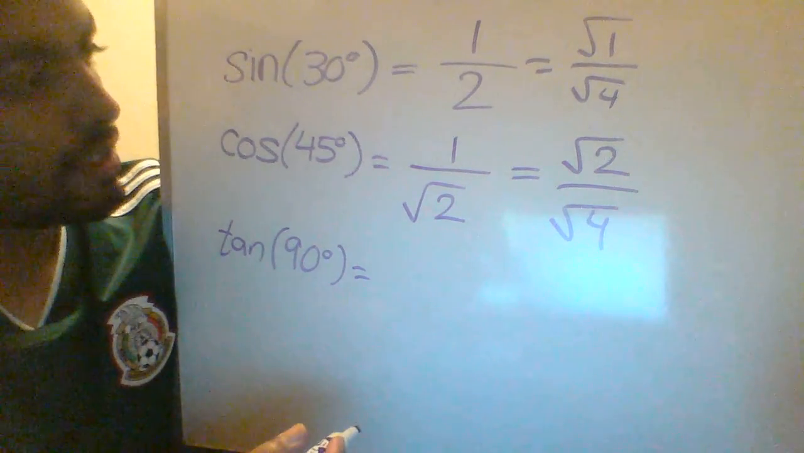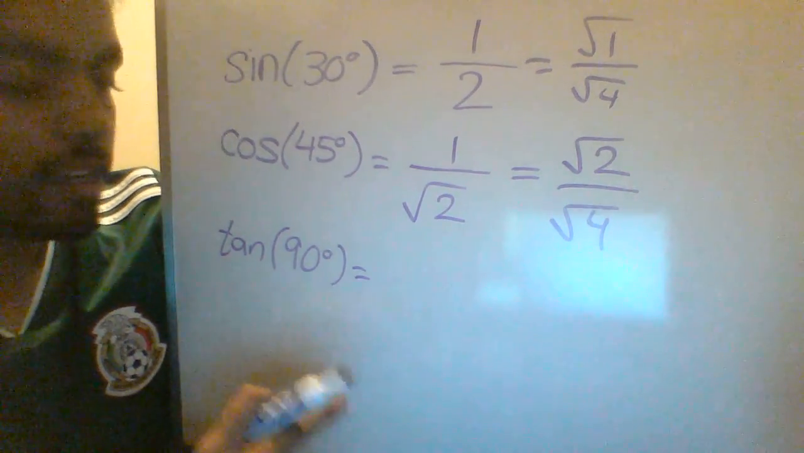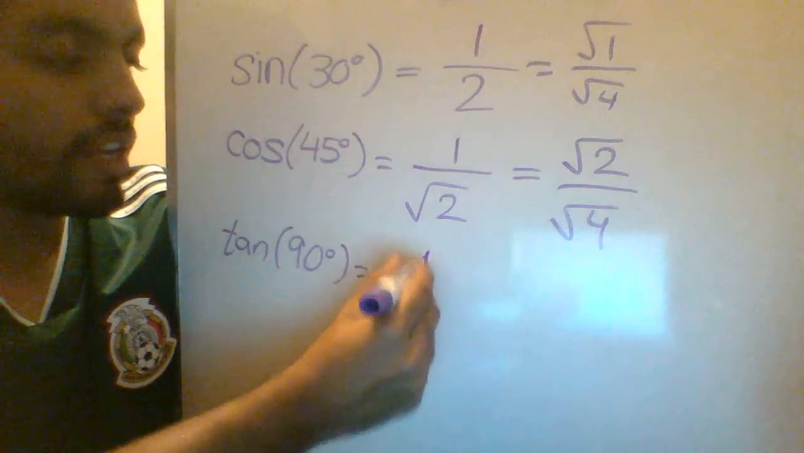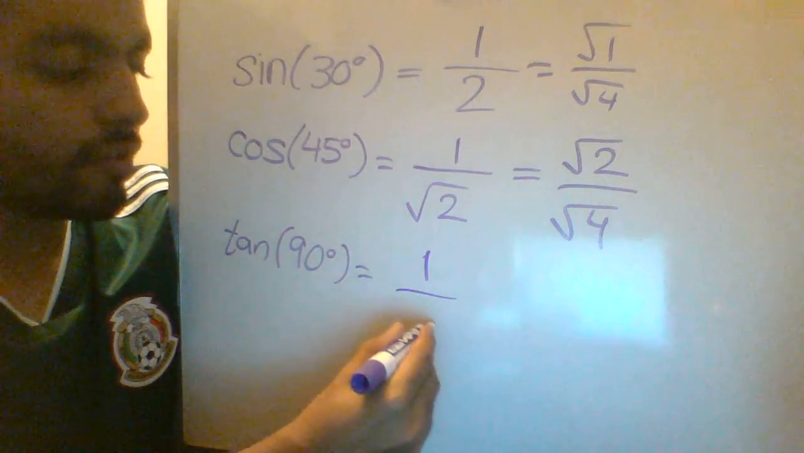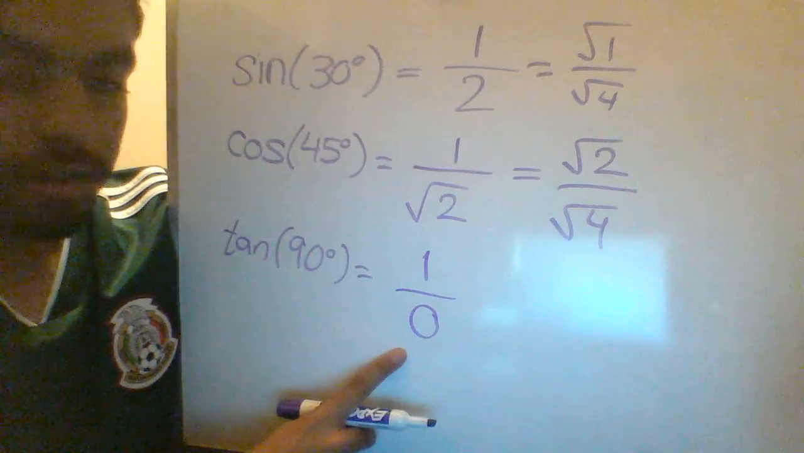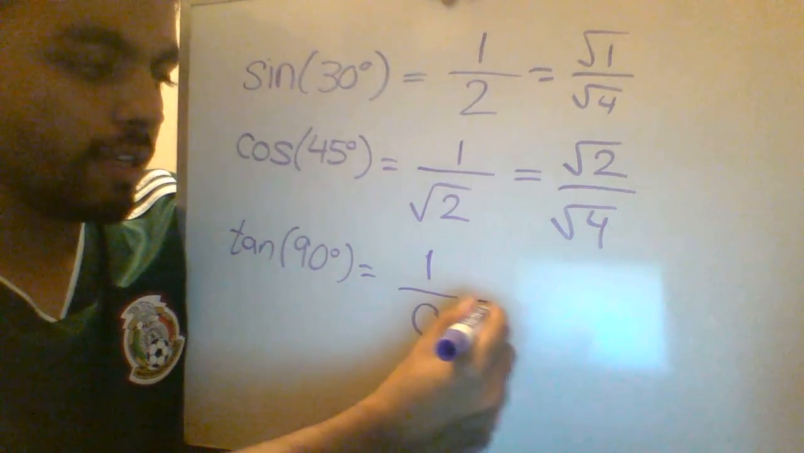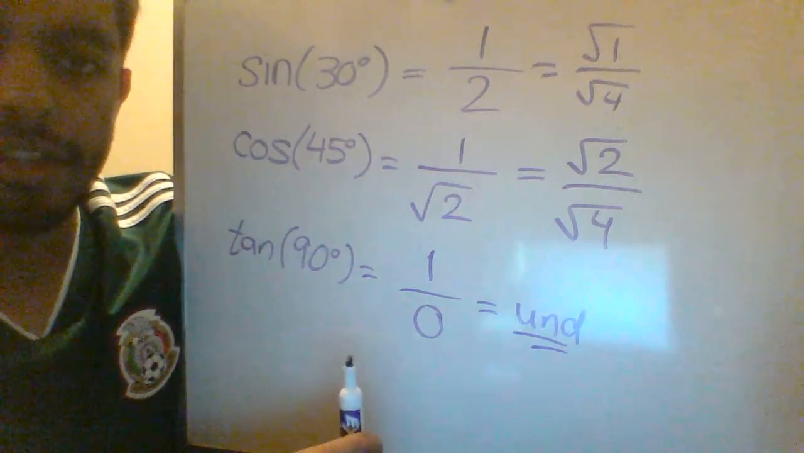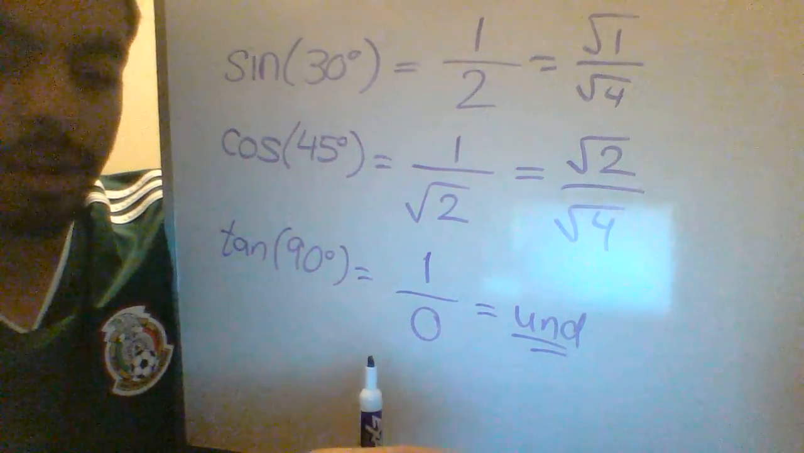And then tangent of 90 degrees. Remember, tangent is the sine of 90 divided by the cosine of 90 will give you tan of 90. Sine of 90 is 1. Cosine of 90 is 0. But you can't divide by 0, so we say undefined. All right? Or UND for short, if you don't have much time.